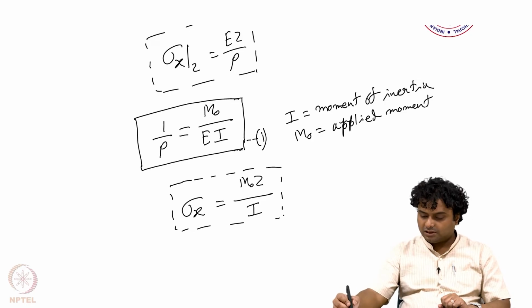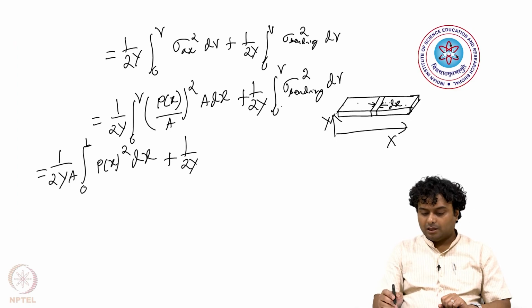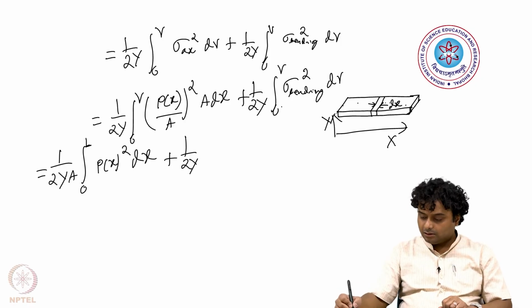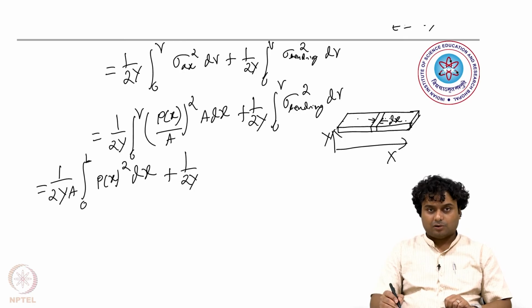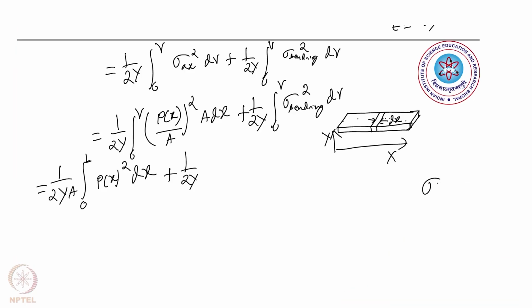Now we are going to use this relation for our current solution. So M0 z by I, where M0 was the moment and z was the distance from the neutral axis, and in this case we are considering this as w, because in the y direction or in the vertical direction we are considering the deflection as w. So now let us use this relation for our present solution, and what we got? We got that sigma is equal to M0 z by I.